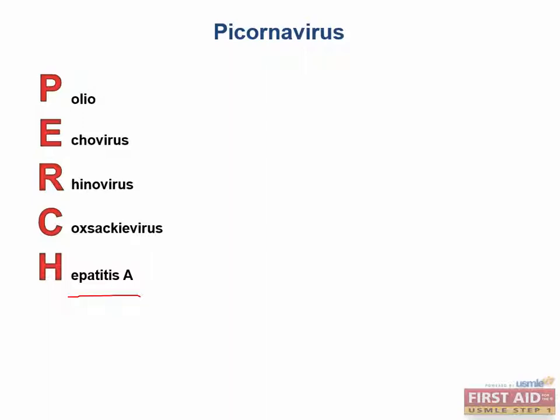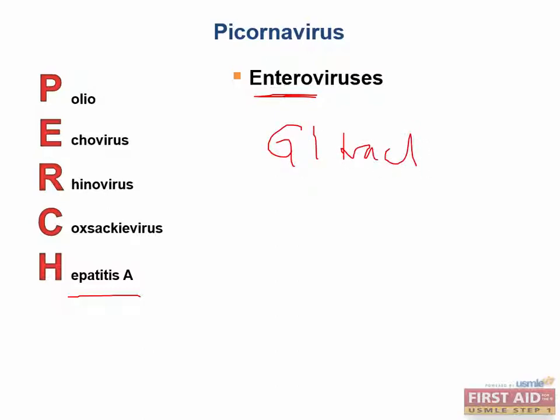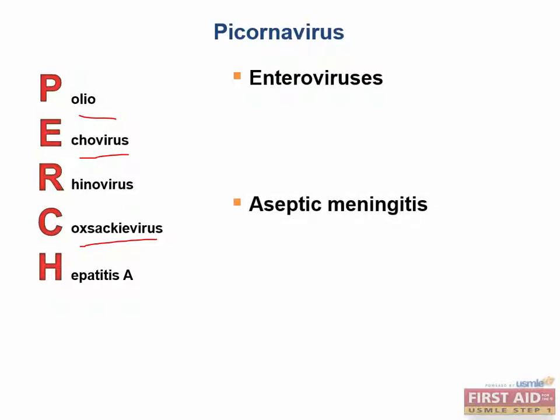They are called enteroviruses because they infect the enteric or the GI tract. By infecting the GI tract, these viruses are all spread by the fecal-oral route. In addition, something in common for polio, echo, and Coxsackie viruses is that they cause an aseptic meningitis. Do you remember what the term aseptic meningitis means?